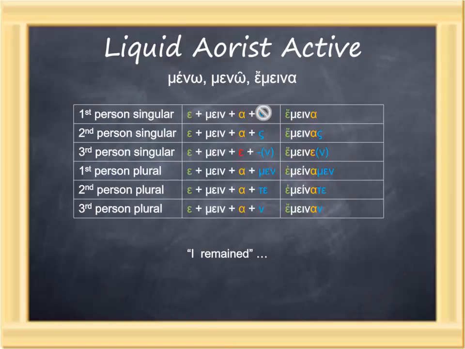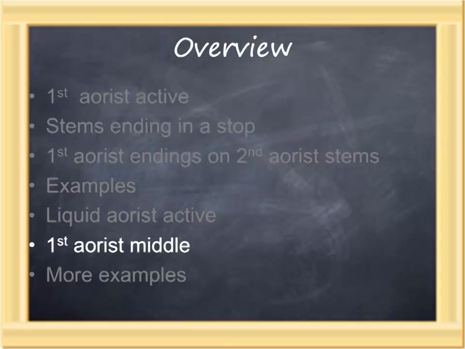As in the first aorist, so in the liquid aorist, the first person singular lacks a nu, thus distinguishing it from the third person plural. And in the third person singular, instead of an alpha, an epsilon is used. Again, this provides for a distinction between the third singular and the first singular. Meno, in the first aorist, means I remained, a favorite word of the Gospel of John and the Johannine letters.